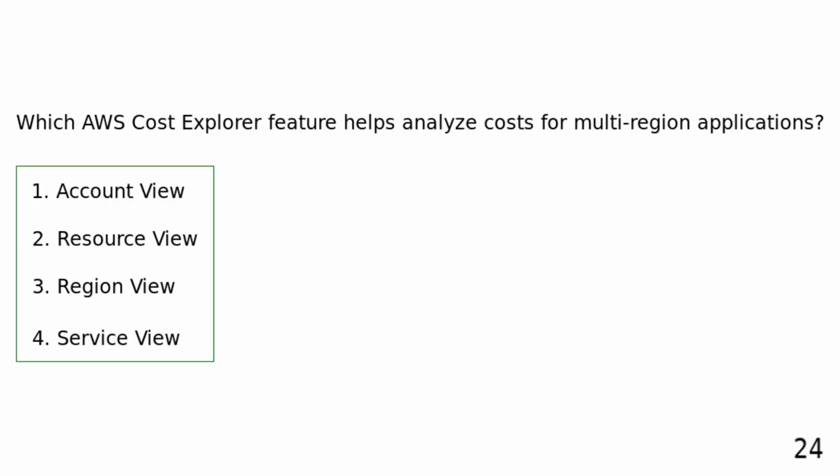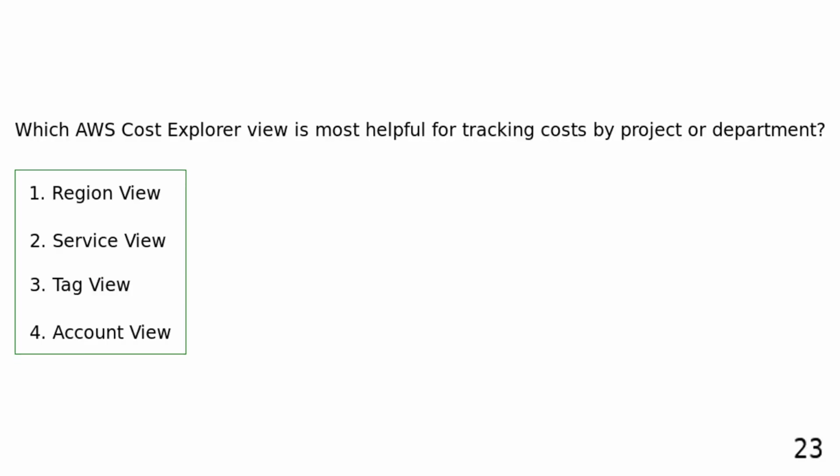Which AWS Cost Explorer feature helps analyze costs for multi-region applications? Account view. Resource view. Region view. Service view. The region view in AWS Cost Explorer breaks down costs by AWS region, essential for understanding expenses in multi-region application deployments.